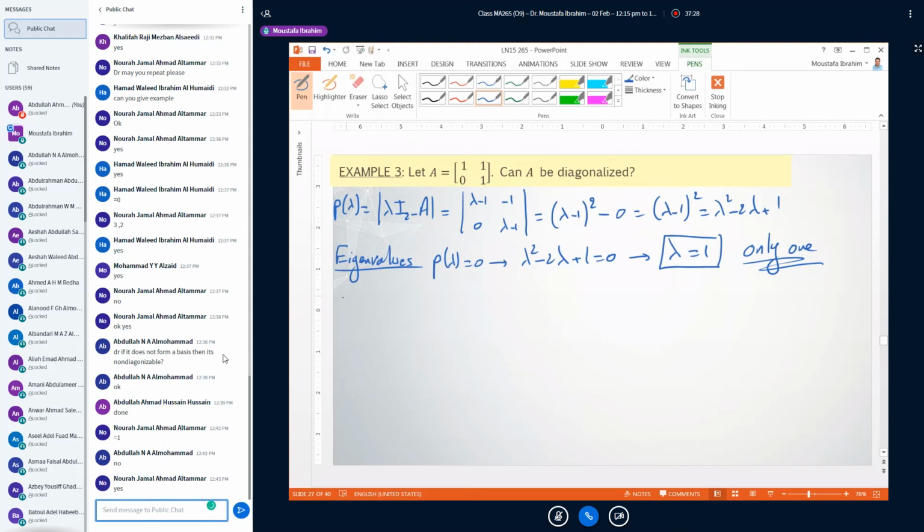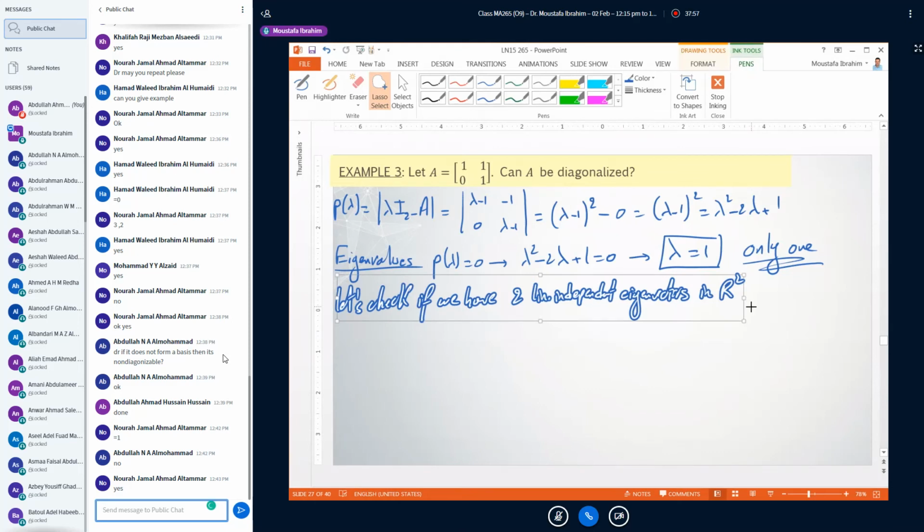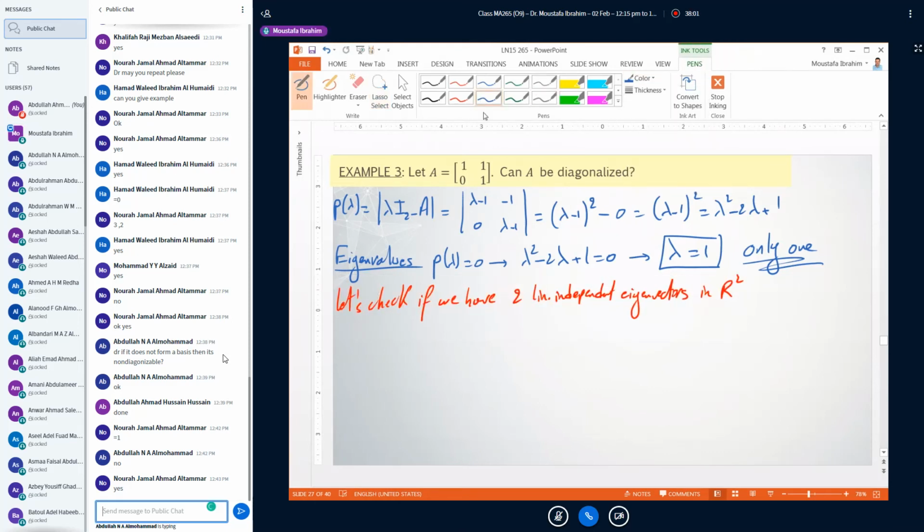So here, let's check if we have two linearly independent eigenvectors. Why 2 in R2? Because here it's 2 by 2. To have a basis of R2, we need 2, right? Okay, let's check.